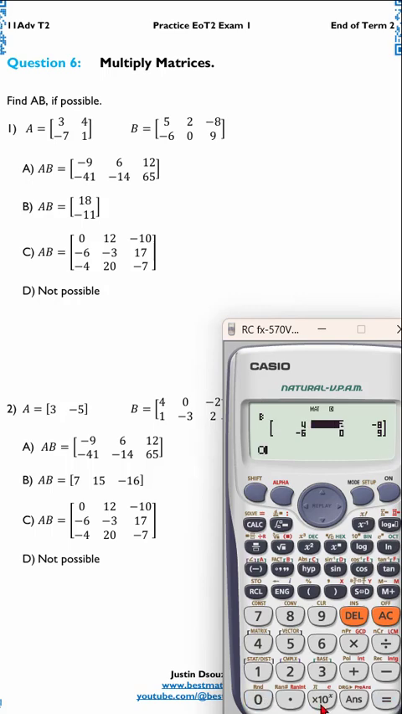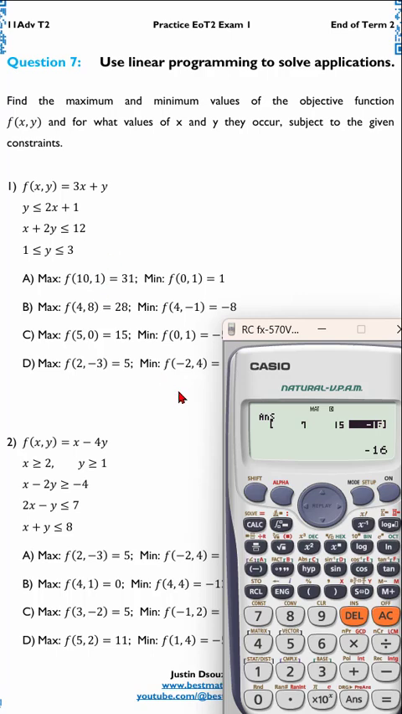It will be 4, 0, minus 2, 1, minus 3, and lastly we have 2. Press AC, shift 4, 3 multiplied with shift 4, 4 because it's A cross B, A multiplied by B they have asked over here. And the answer is 7, 15 and minus 16. You can see it's option B. That's the correct one. What about this one here, linear programming?